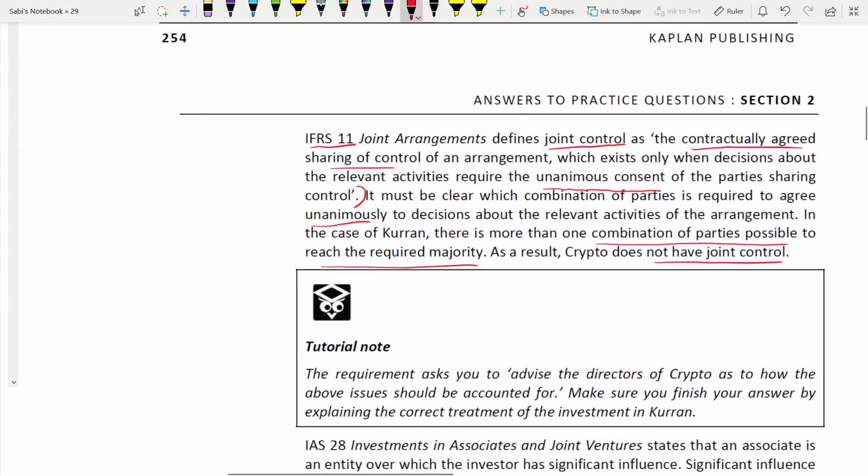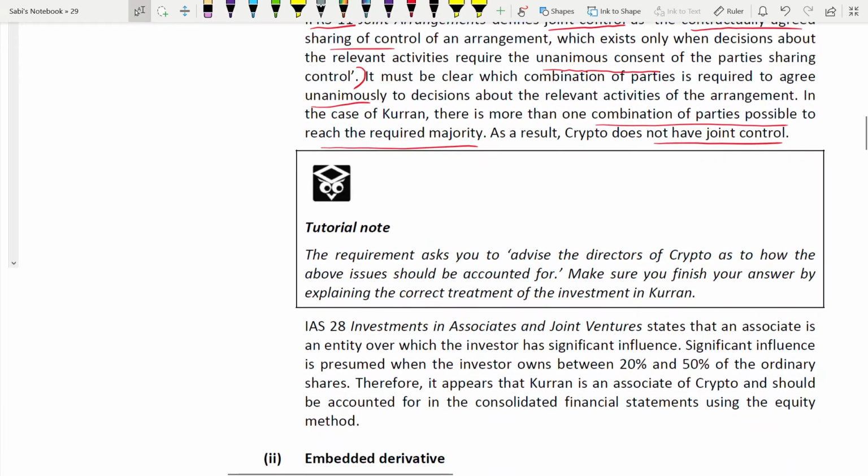Now let us go to the third one, IAS 28. Remember, don't stop there. You may think you have answered, since they asked whether under IFRS 11 it will be a joint arrangement or not, and you said it's not a joint arrangement. Don't stop there. What is the correct treatment? That correct treatment you have to tell. It might be under a different standard. Otherwise you will not get the full mark. You will only get 4 out of 6. You will lose those 2 marks for not giving the correct treatment.